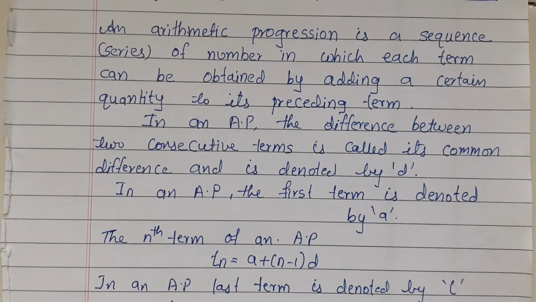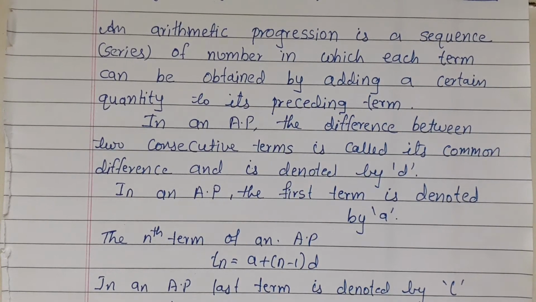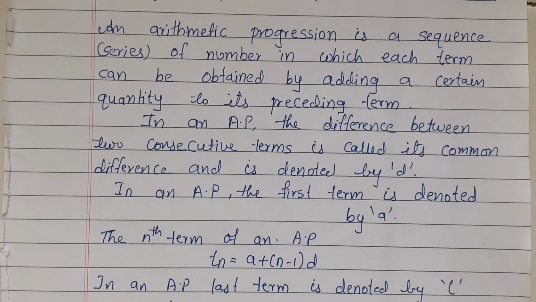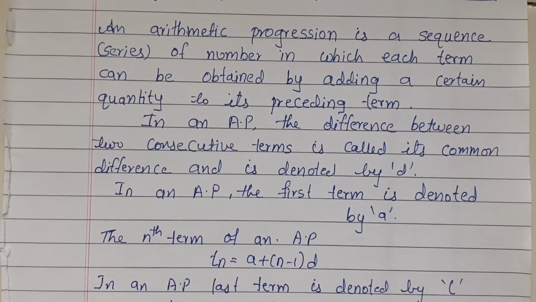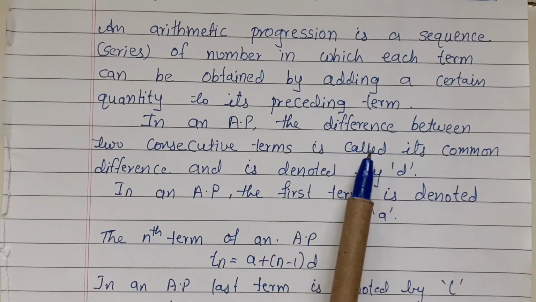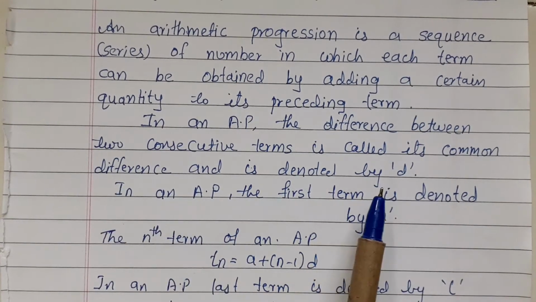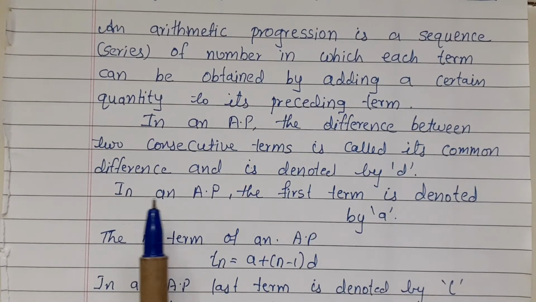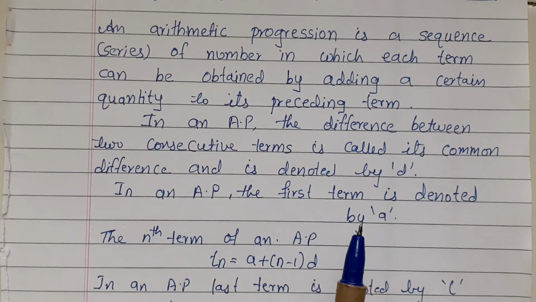An arithmetic progression is a series of numbers in which each term can be obtained by adding a certain quantity to its preceding term. In an arithmetic progression, the difference between two consecutive numbers is called its common difference and is denoted by D. In an AP, the first term is denoted by A. The nth term of an AP is Tn equal to A plus (n minus 1) into D.